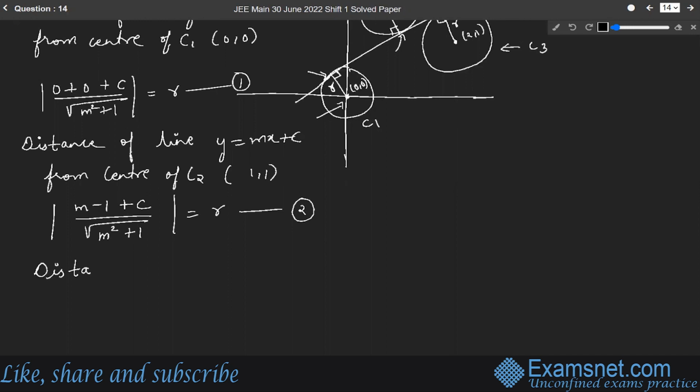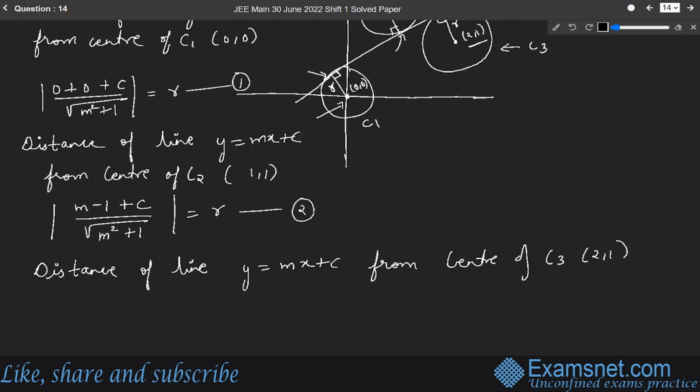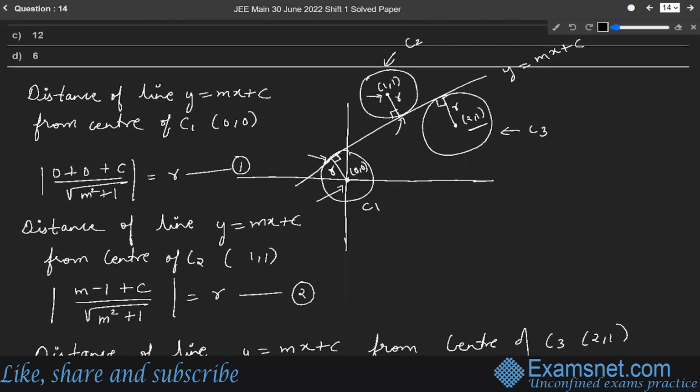So the distance of the line y equals mx plus c from the center of C3. What is the center of C3? It is (2, 1). It is also the perpendicular distance. You can see that this line is a tangent and it is touching the circle here, so it makes an angle of 90 degrees. So the distance from the center to this line is actually the perpendicular distance.